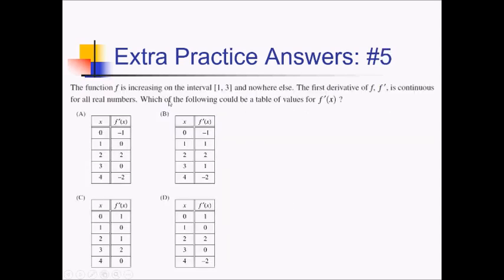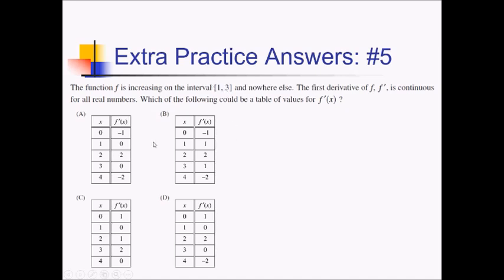On this problem, we have some function f that's increasing on the interval from 1 to 3 and nowhere else. They're also telling us the first derivative, f prime, is continuous. We want to know which of these could be a table for f prime of x. So if f is increasing on the interval from 1 to 3, that means that its derivative, at least on the open interval from 1 to 3, is going to have to be positive. And we don't want to have positive derivatives, positive f primes, anywhere else.